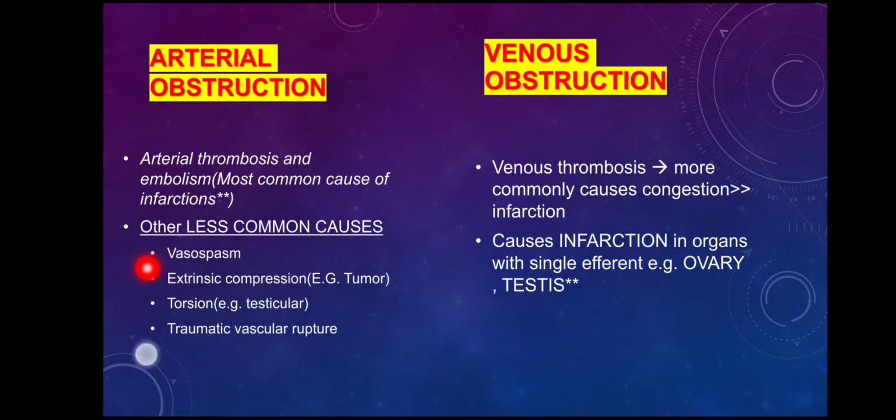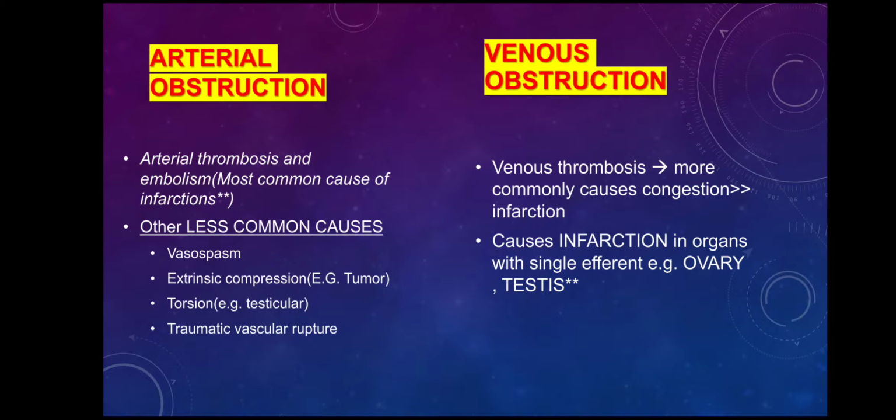Less common causes of arterial obstruction are vasospasm, extrinsic compression of the artery by some tumor, then torsion of an organ, for example testicular torsion. Then if there is any trauma leading to rupture of the artery, there will also be obstruction of the artery. So these are the important causes of arterial obstruction.